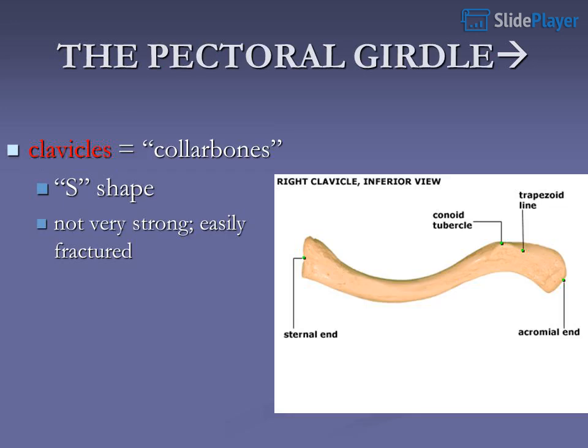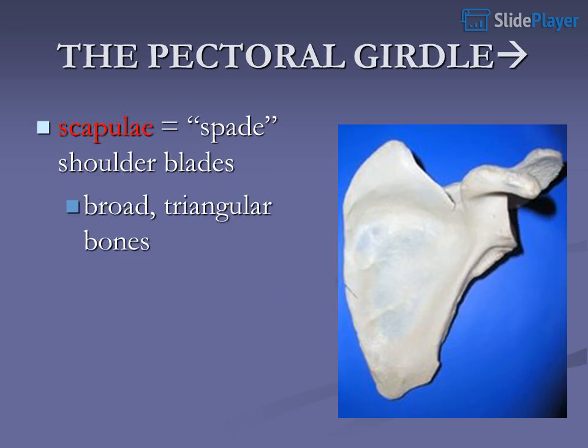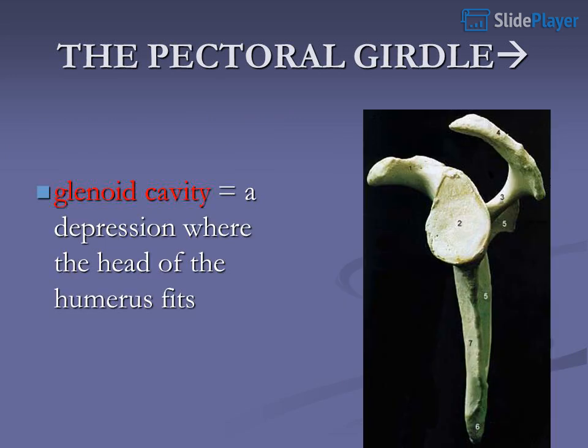The pectoral girdle clavicles equals collarbones, S shape. Not very strong, easily fractured. The pectoral girdle scapula equals spade, shoulder blades. Broad, triangular bones. Glenoid cavity equals a depression where the head of the humerus fits.